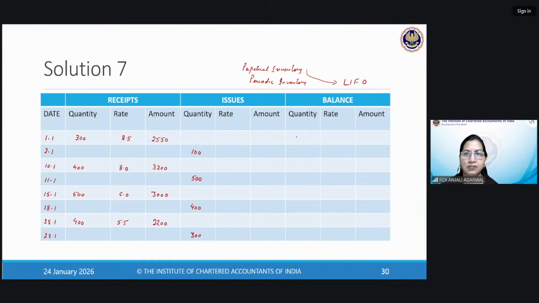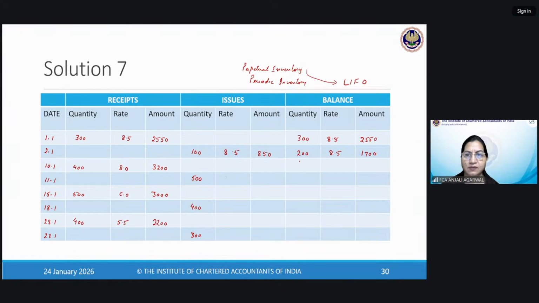So you had a balance of 300 units at the rate of 8.5, that is 2550. There is no option. These 100 units will go at the rate of 8.5, 850. Balance 200 will remain at the rate of 8.5, 1700.